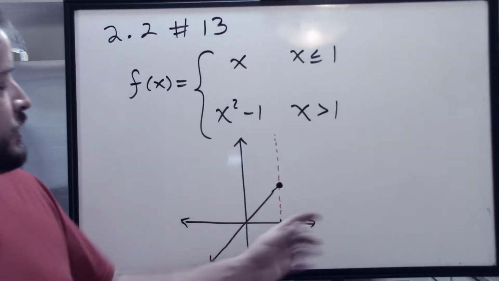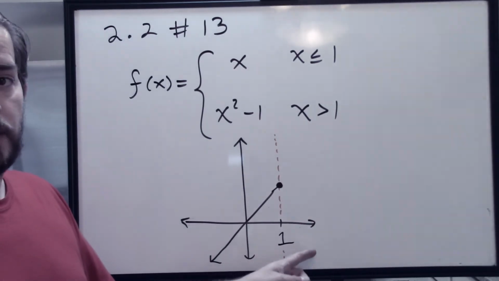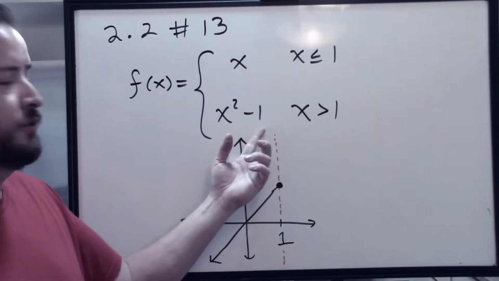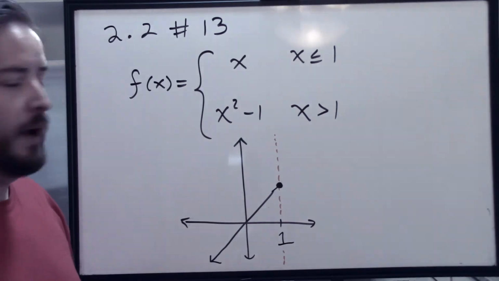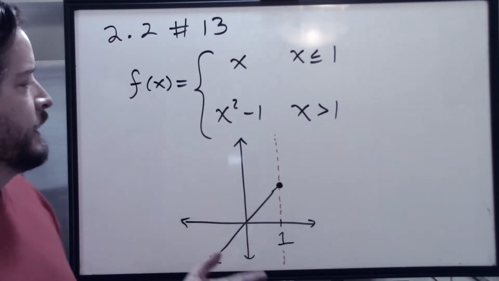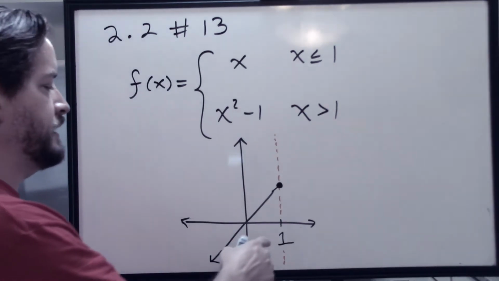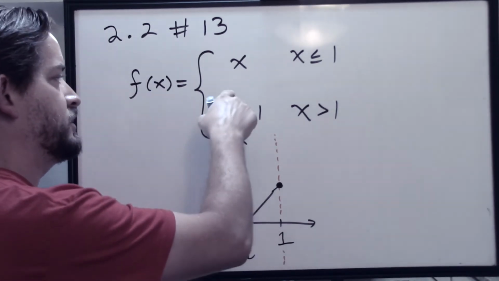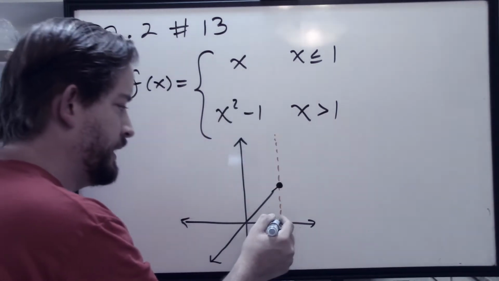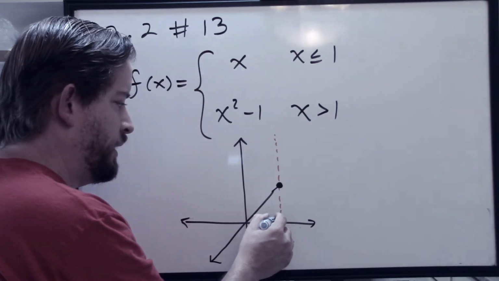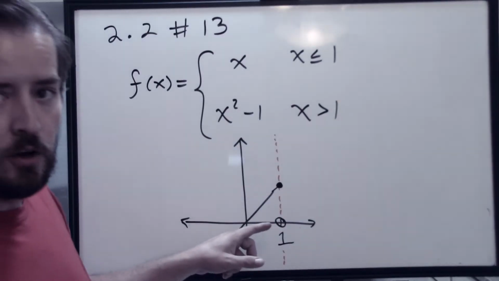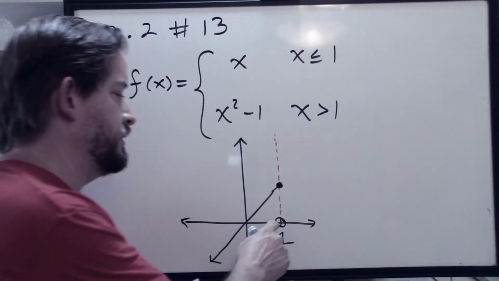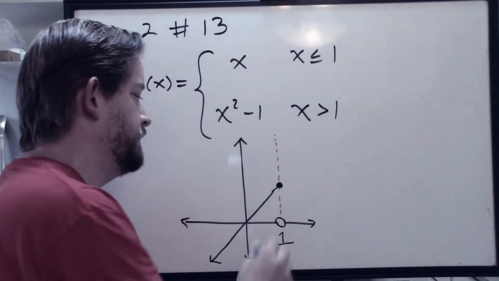Now once I jump over 1 for x, all of a sudden I have a different function, right? When x is greater than 1, then it's x squared minus 1. So think about a couple of spots. If x were 1, 1 squared is 1, minus 1 is 0. And so if it were valid at 1, I would have a spot there. But I'm going to mark it as an open circle to indicate that it's not actually valid here.